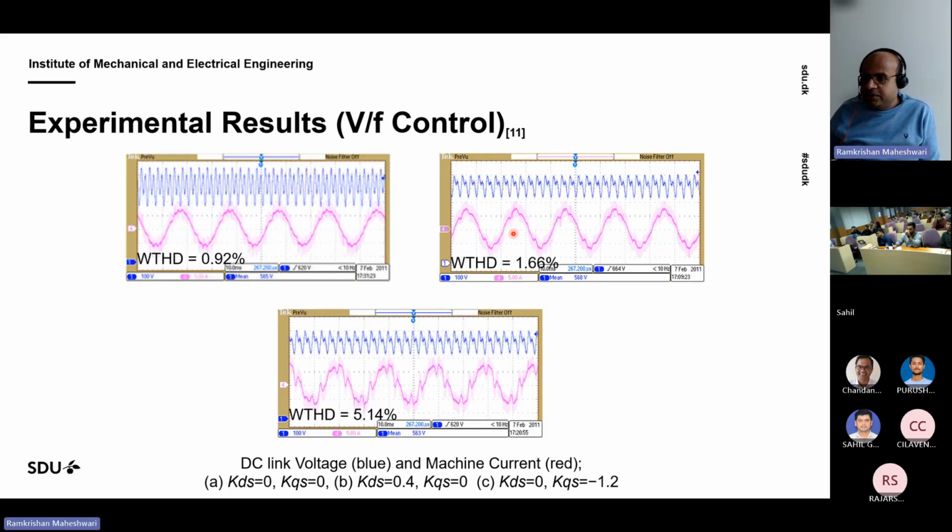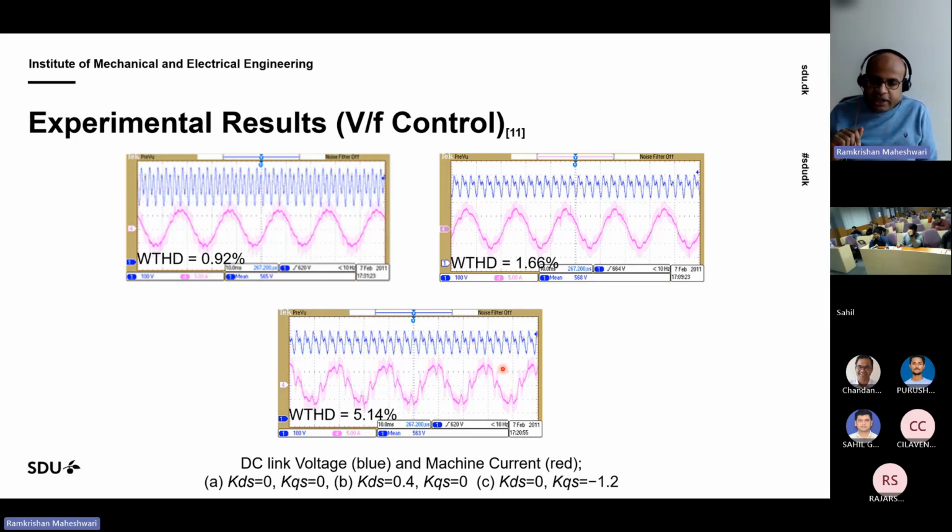However, what happens in the motor current? Because I am injecting a 300 Hertz ripple on the D axis component or Q axis component of the motor voltage, it will also affect the machine currents. So what happens then? If I inject in the D axis and Q axis, you can see the harmonic distortion on the machine side is worse in the case of Q axis voltage injection.